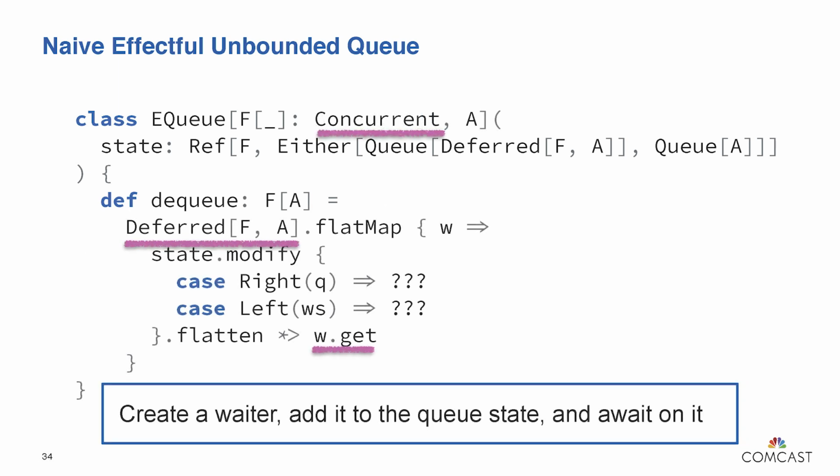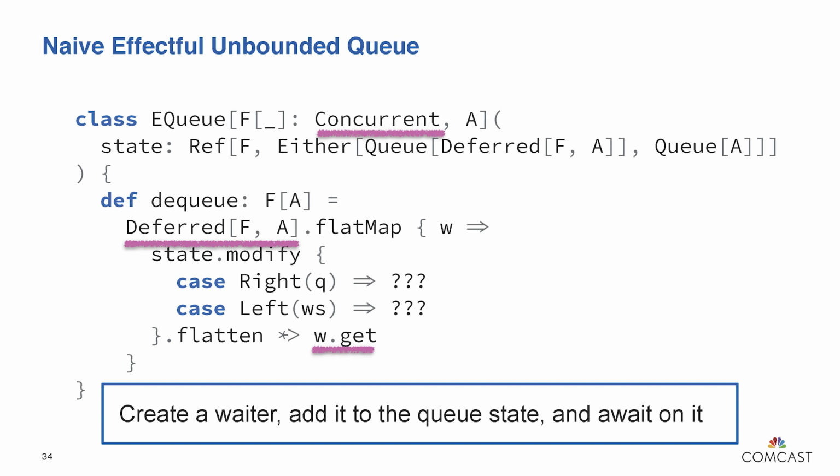In dequeue, we're going to create these listeners. Right? We're going to go and allocate these listeners. So in this case, we're using the apply method on the deferred companion object. We say create a promise, right, for this value fa. We flat map into that, right, because a construction is effectful. Now we have some waiter w, right, something that we can give out or wait on. And now we want to register that w in the state of our queue. We're going to look at what that looks like.